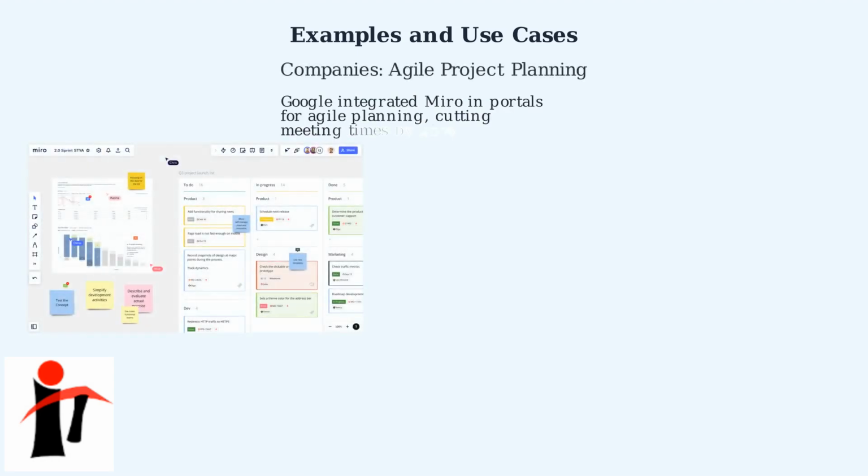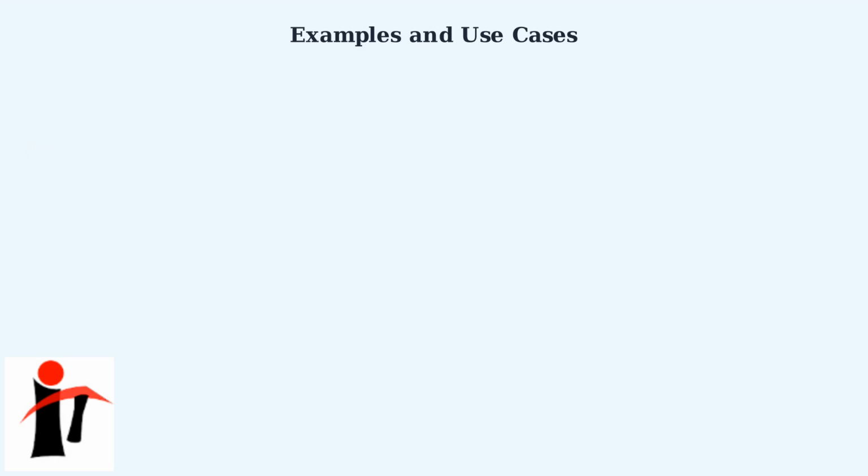Companies embed Miro boards in intranets for agile project planning. Tech giants like Google have integrated Miro into employee portals for agile planning, reducing meeting times by 25%. Boards are embedded in Slack channels for instant team access.